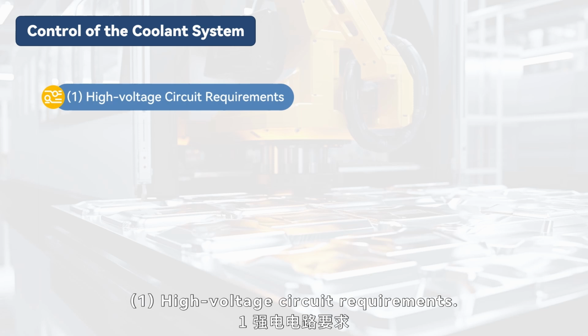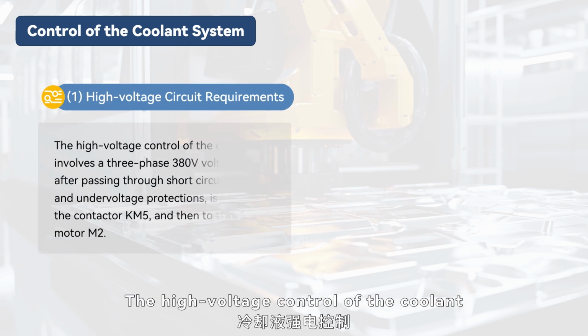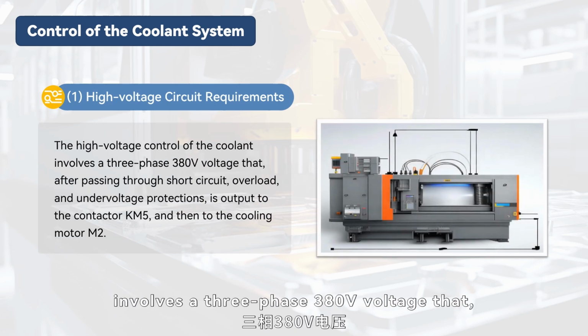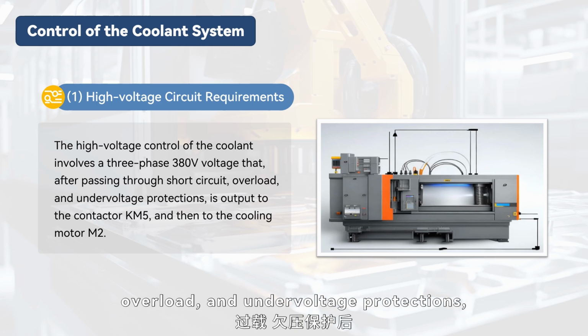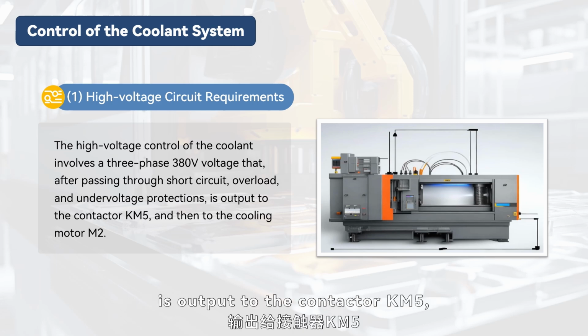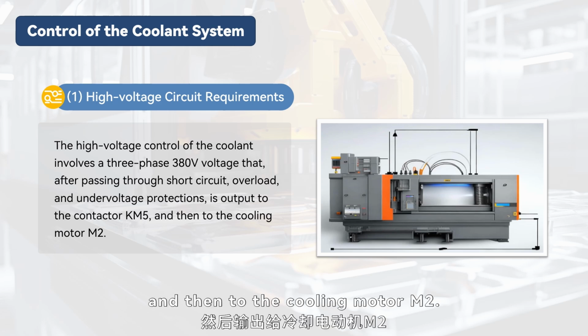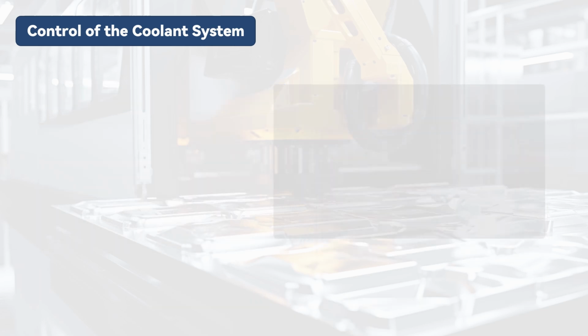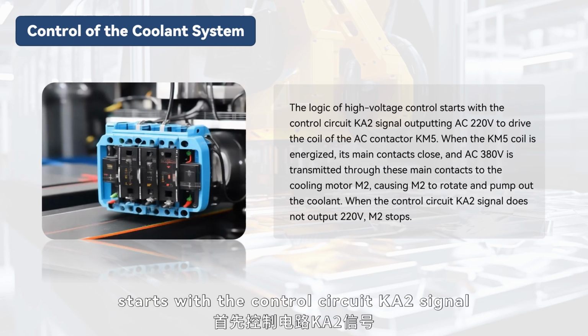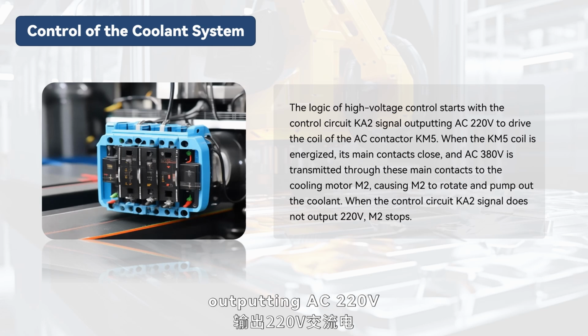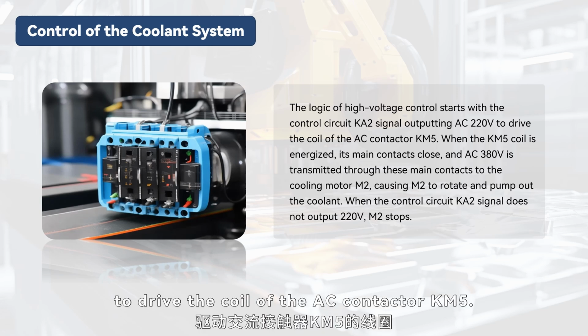1. High-voltage circuit requirements. The high-voltage control of the coolant involves a three-phase 380 volts voltage that, after passing through short circuit, overload, and undervoltage protections, is output to the contactor KM5 and then to the cooling motor M2. The logic of high-voltage control starts with the control circuit KA2 signal outputting AC 220 volts to drive the coil of the AC contactor KM5.